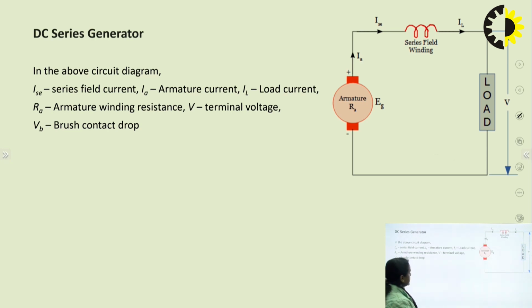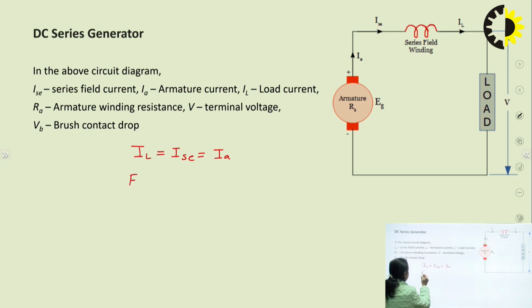Now coming to the DC series generator. Here you can see the field winding is connected in series with the armature. ISC here means the series field current; as it is connected in series, it is denoted with ISC. Then IA is armature current and IL is load current. RA is armature winding resistance, V is terminal voltage, and VB is brush contact drop. From this diagram you can see that IL is equal to ISC, and this is equal to IA. All these currents are equal.